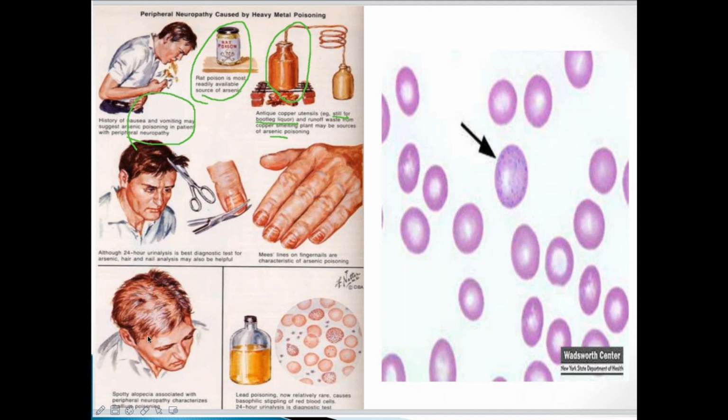Now there is spotty alopecia also in thallium poisoning. Lead poisoning, just look at the appearance and a 24-hour urinalysis. So these are just clues we are discussing, not the whole case.